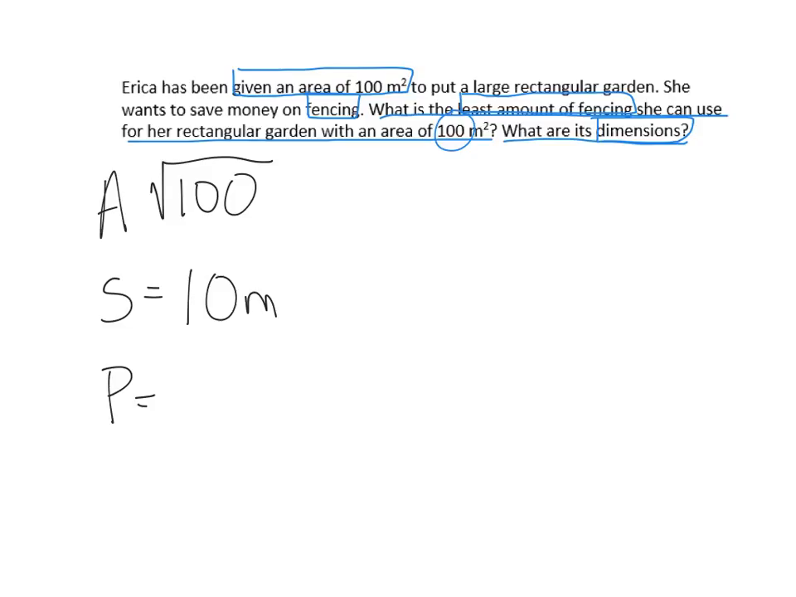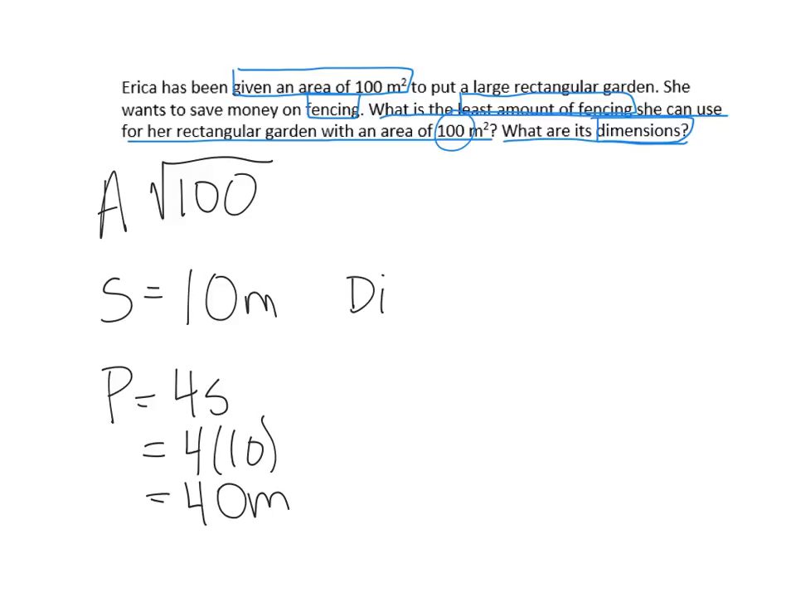And then I plug it into the perimeter formula. The perimeter formula for a square is 4s. So then I can just do 4 times 10, and I get 40 meters. That's my answer for the first question there. The least amount of fencing that I will need will be 40 meters. The second question is, what are its dimensions? Well, remember again that we're working with a square, and so the dimensions are going to be 10, because that's one side, by 10.